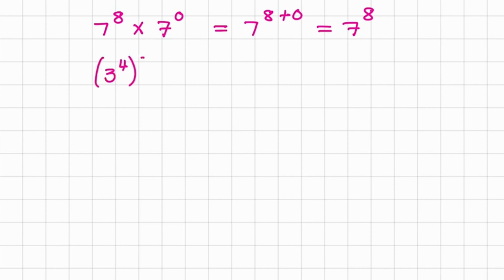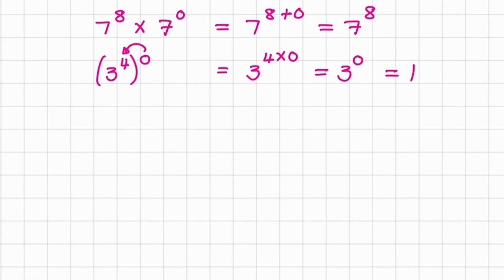If I have 7 to the power of 8 times 7 to the power of 0, that is the same as saying 7 to the power of 8 plus 0, because the bases are the same, we can add the exponents together. So that is 7 to the power of 8. How about if we say 3 to the power of 4, raised to the power of 0. And what we've learned in the previous video is when we have brackets, we can multiply the outside exponent with the inside exponent. So this becomes 3 to the power of 0, which is equal to 1.